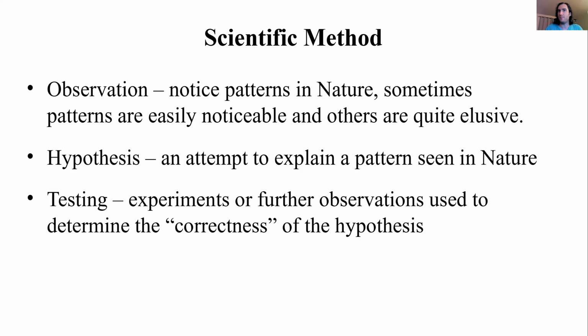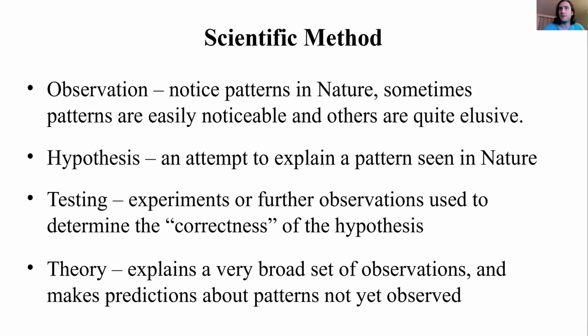Once you've done that, that's kind of the testing period, which is where you do experiments. In a physics setting, it would be experiments, or further observations, which might be like looking at patterns of flower petals. And you use those observations to determine how "correct" your hypothesis is. Now, your hypothesis might be pretty good, and you just need to modify it a little bit. And so that's why I've put correctness in quotes there. So you can modify that hypothesis and make it better.